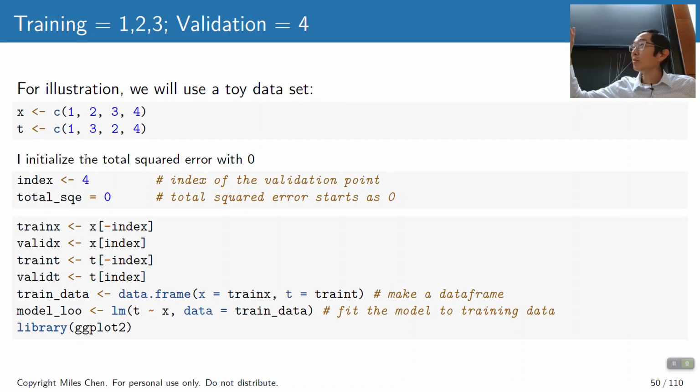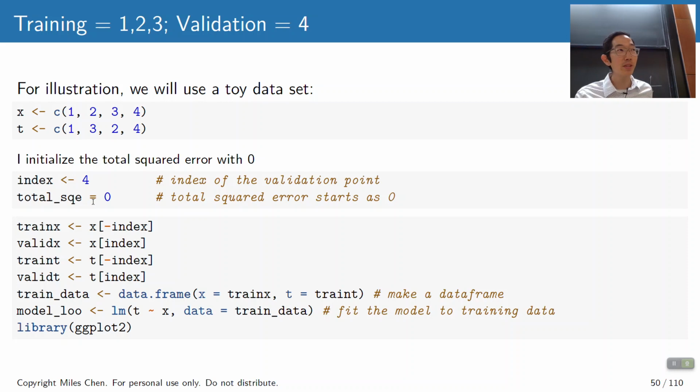Again, my very, very simple data set: 1, 2, 3, 4 for x, and t is 1, 3, 2, 4. And I'm going to start by leaving out the 4th observation.